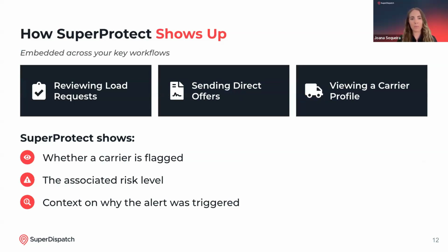So how does it show up in product? As I mentioned, SuperProtect is intended to be completely integrated within your workflow. So you'll see it in three main moments in your workflows: when you are reviewing load requests from carriers, when you are sending direct offers to carriers, and while you are viewing a carrier profile. Whenever you see SuperProtect, you will also see whether a carrier is flagged, the associated risk level, and also some context on why this alert was triggered. You will never see an alert that just says passed or failed. You'll have some context so that you can dig deeper and do a complete vetting on your own.